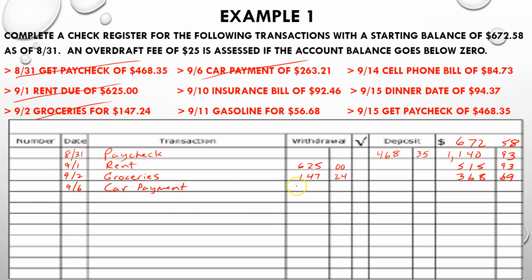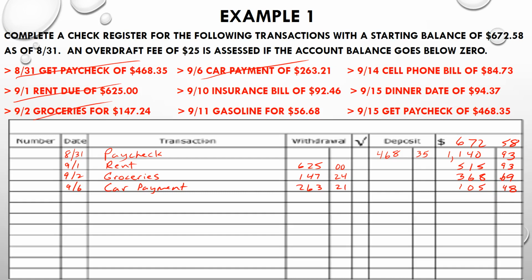And that amount is $263.21. All right, and I put that in the withdrawal column. Obviously, I have to pay for my car, so that money's coming out of my account. So that's going to get subtracted again. So take this current balance, $368.69, and subtract $263.21. And now, my once promising bank account has a balance of $105.48. I don't have a whole lot of money left in there.